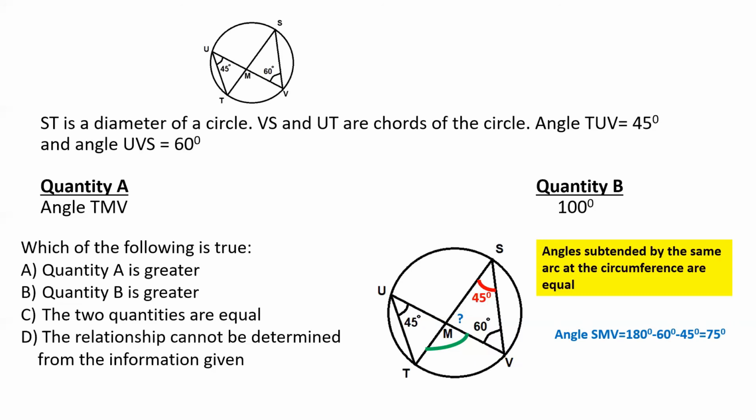So angle SMV, or angle VMS, which is the same thing, will be equal to 180 minus 60 degrees minus 45 degrees. Do the math, and that comes to 75 degrees. So angle TMV will be simply 180 degrees minus 75 degrees, and that comes to 105 degrees. So the correct option in this case will be that quantity A is greater than quantity B, which is given as 100 degrees.